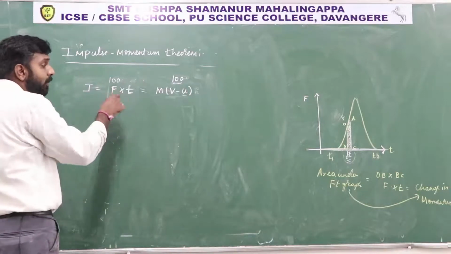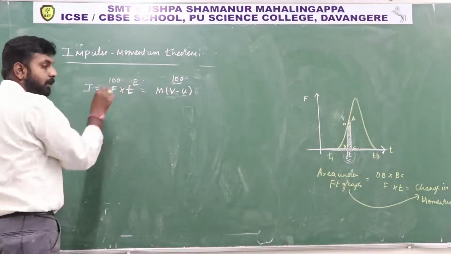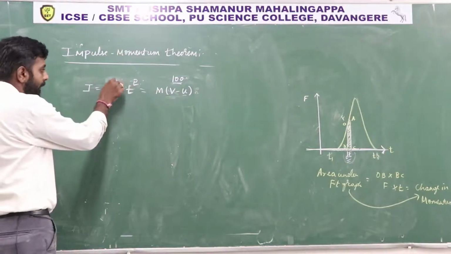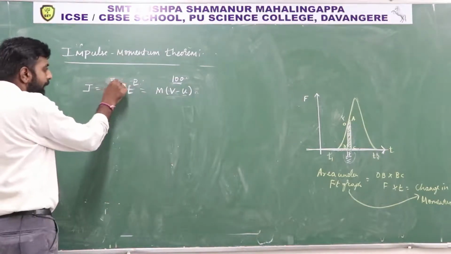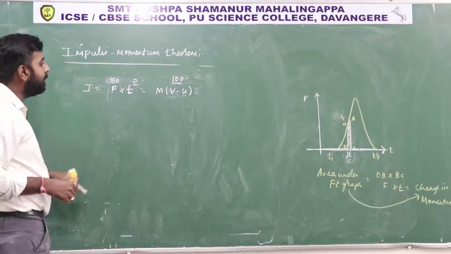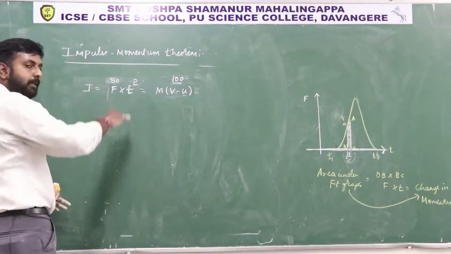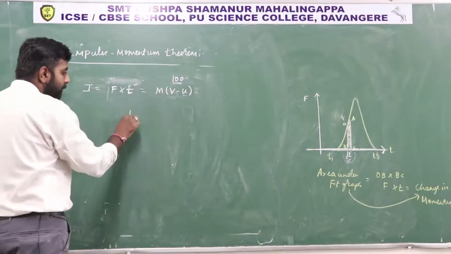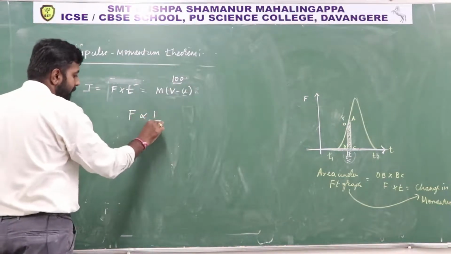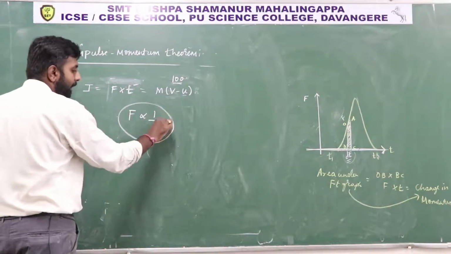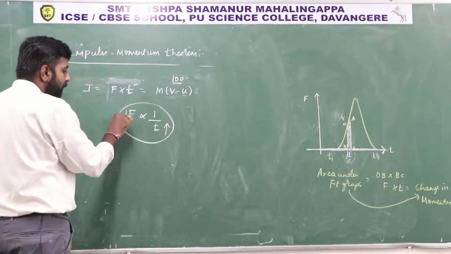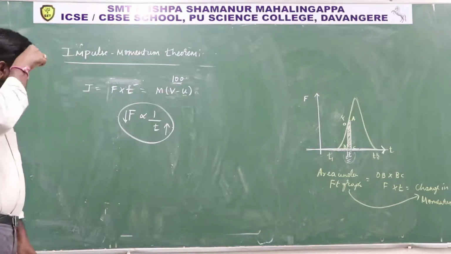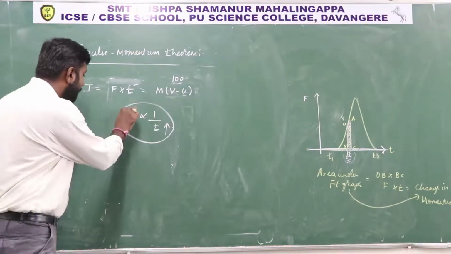So if you increase the time interval, then the force acting on a body or an object will reduce. So now it will become 50. So still if you increase the time, still the force will decrease. That means for a given change in momentum, this F is inversely proportional to T. As time interval increases, the force will decrease.